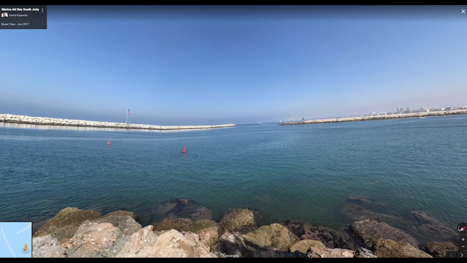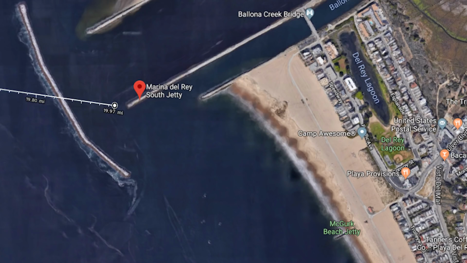We can also observe the same at the inlet of Marina del Rey. Marina del Rey is 20 miles away from the observer. The water's surface is clearly visible at a further distance than left and right shorelines. If the globe model were correct, it would be impossible to see the water's surface beyond its predicted horizon.